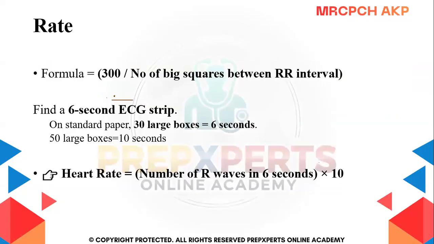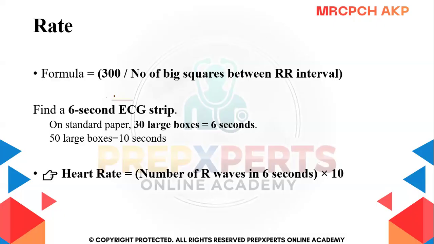So now we come to the rate. Here we are calculating the heart rate. First we see the particulars, second we see the rhythm, whether it's regular or irregular. Now we check the rate. What is the heart rate in the ECG? This is the third thing basically to check.